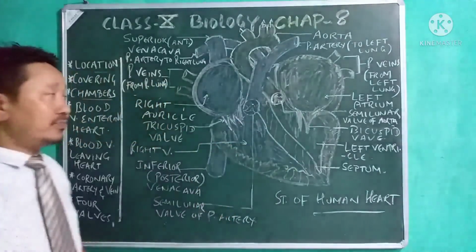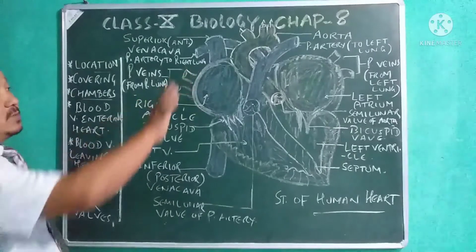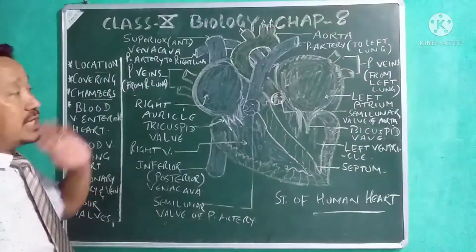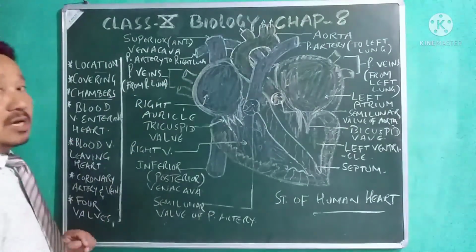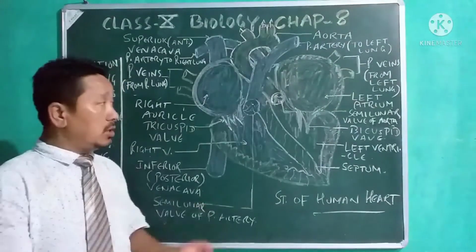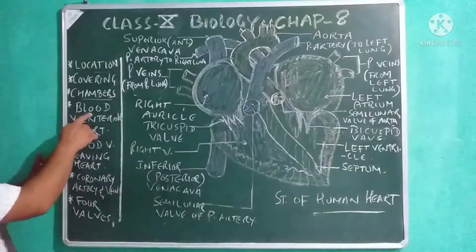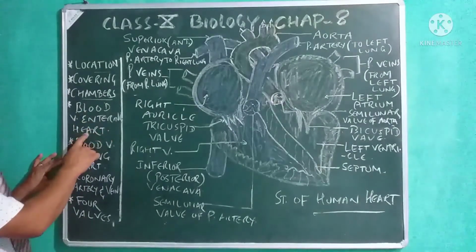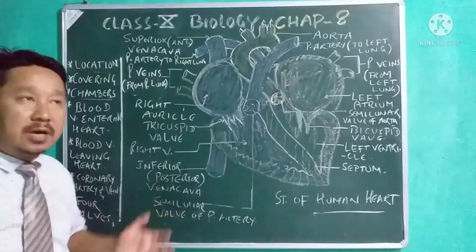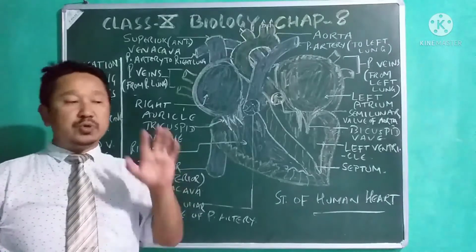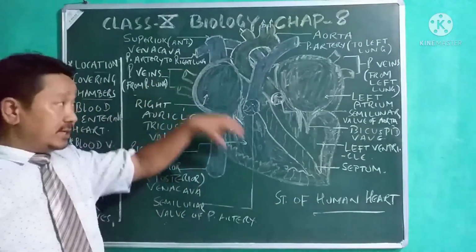So that's all about your chambers. The four chambers of the heart and their functions were just now told. Now coming to the blood vessels entering the heart. Blood vessels entering the heart, this is there in your syllabus. Which are the blood vessels that enter the heart?